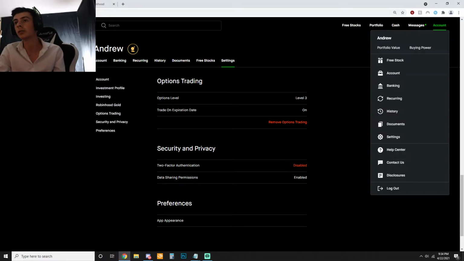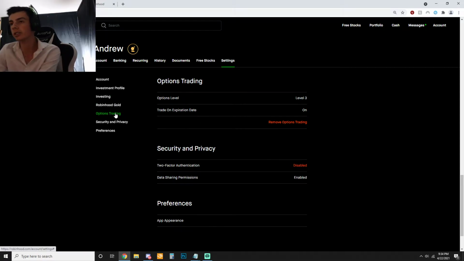So if you have Robinhood, the first way that you're going to want to set this up is by going and clicking your account right here, and you're going to want to go to settings, to which this menu will pop up right here. Then you're just going to want to select option trading.